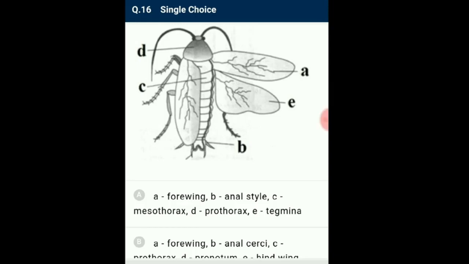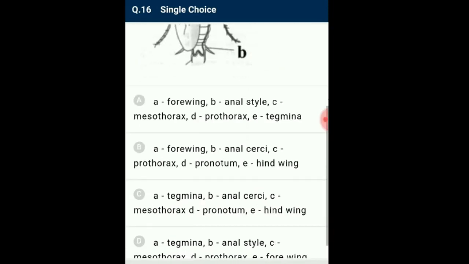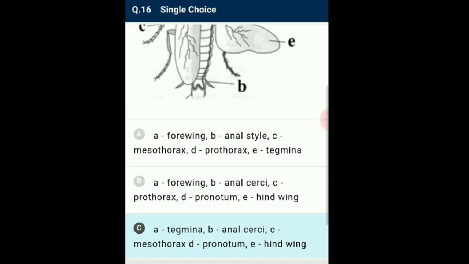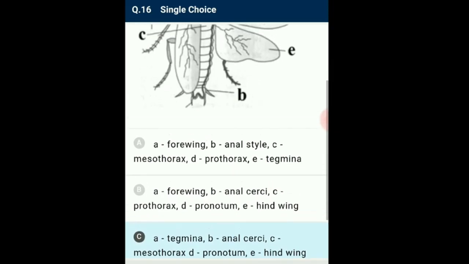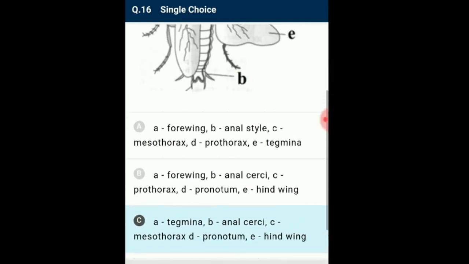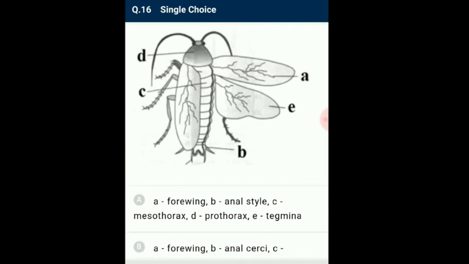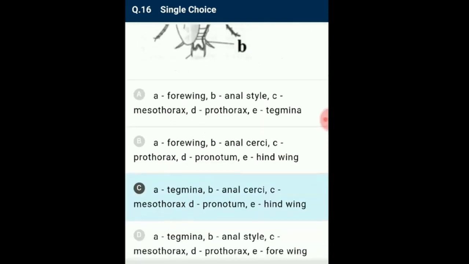Two pairs of wings are attached: the forewings and hind wings. The forewings are covered with a thick sheath known as tegmina. Male and female cockroaches have anal styles, which are abdominal appendages. So the correctly matching option is option C. From the given diagrammatic representation, A represents tegmina, B represents anal styles, C represents mesothorax, D pronotum, E hind wing. So the correctly matching one is option C.